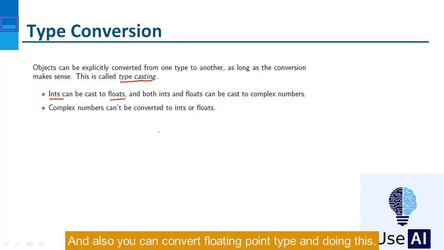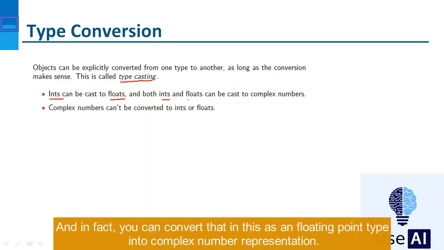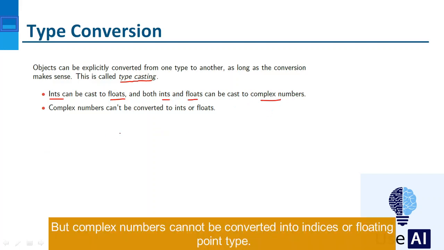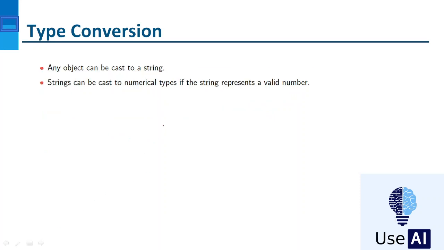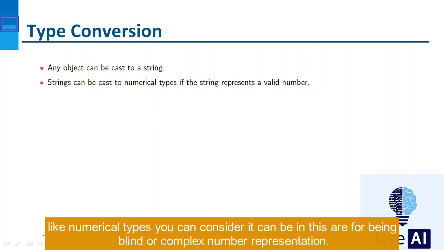Okay, and also you can convert floating point type into integer, and in fact you can convert integers and floating point type into complex number representation. Okay, but complex numbers cannot be converted into integers or floating point type. Next, you can also convert into a string type, and even a string can be converted into other types like numerical types. It can be integer or floating point or complex number representation.